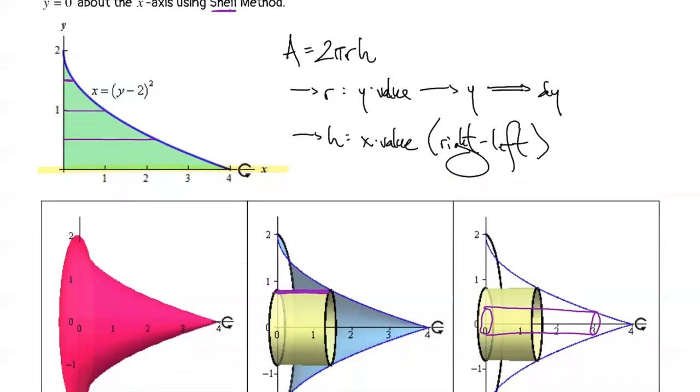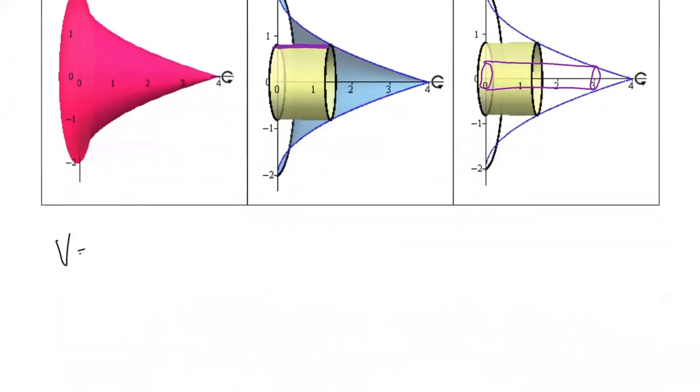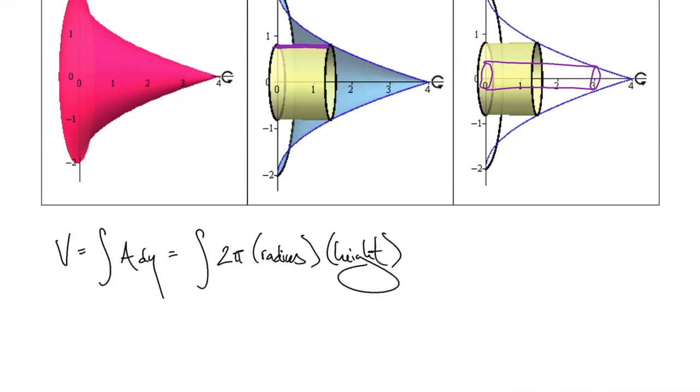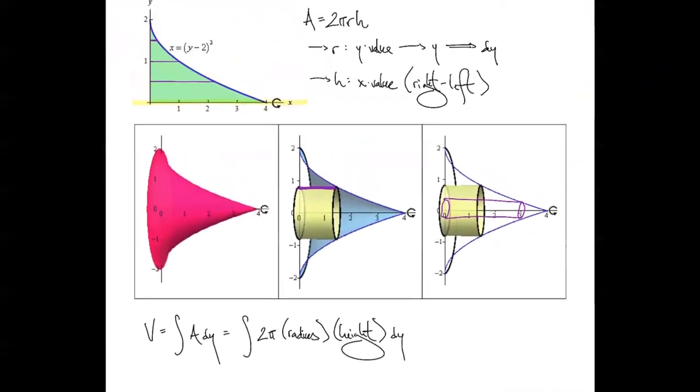So let's go ahead and set up that equation below. We've got volume equals the integral of area dy. Volume equals integral of 2 pi times the radius times the height dy. And in this case, our bounds, again, if you write down 0 to 4, nothing matches. If you put 0 to 4, you chose x values for your bounds. We want to choose y values. And in particular, we have a 0 all the way up to a 2.